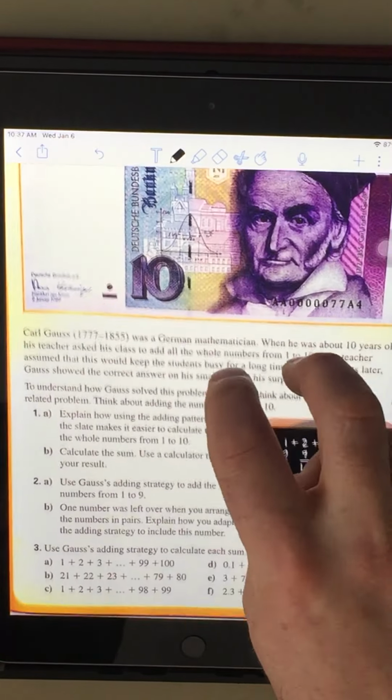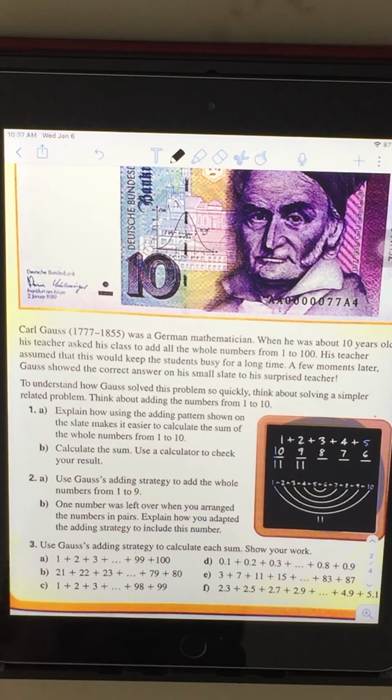So here it is. Carl Gauss was alive a long time ago. He was a German mathematician. When he was about 10 years old, his teacher asked his class to add all the whole numbers from 1 to 100. His teacher assumed that this would keep the students busy for a long time. Teachers never give students busy work, or do they? A few moments later, Gauss showed the correct answer on his small slate to his surprised teacher.